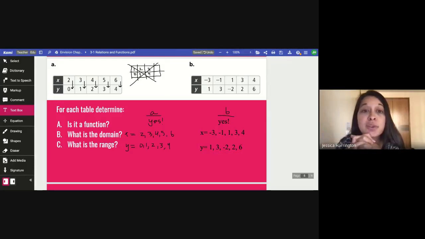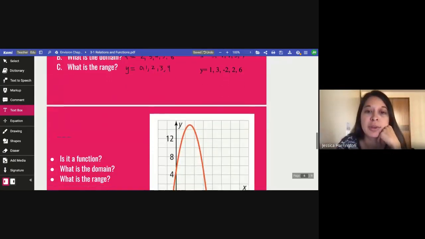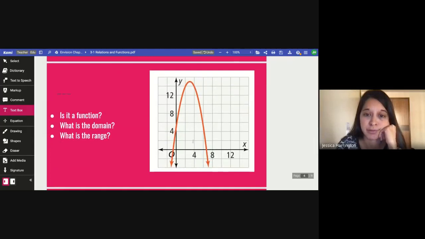Sometimes you're going to have to do it from a graph. So let's talk about that. Instead of it being a set of points, it's going to be a curve or a line. So let's look at this graph. This graph is like an upside down U. It asks, is it a function? So this might be harder to tell without a table, right? Because for it to be a function, for every one x value, there's only one y.